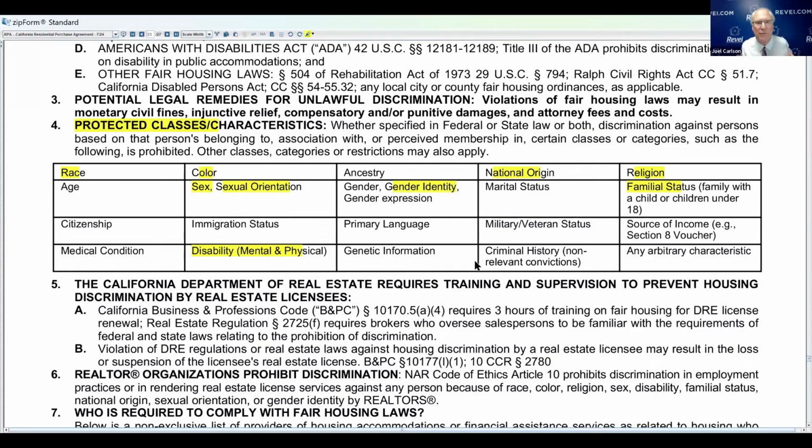We're in the state of California. We've got 22 protected classes. You need to be knowledgeable in the area in which you deal. Just because there's 9 at the federal level doesn't mean you can just use those 9. You must not discriminate against any of these protected classes. The only one I have trouble with is any arbitrary characteristic. I don't know what that is.